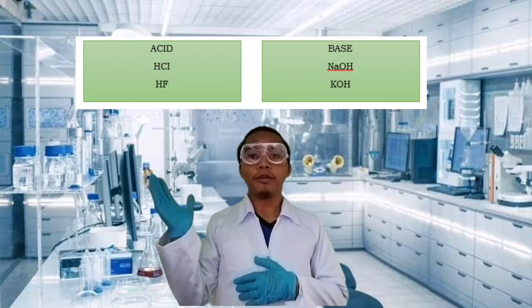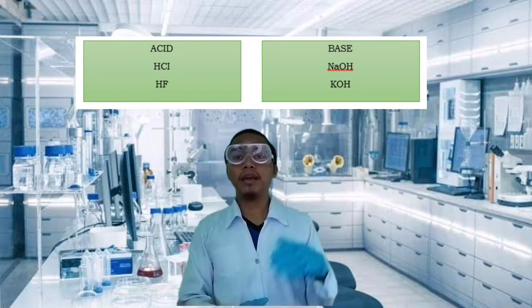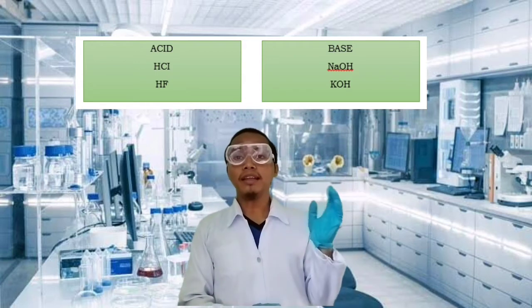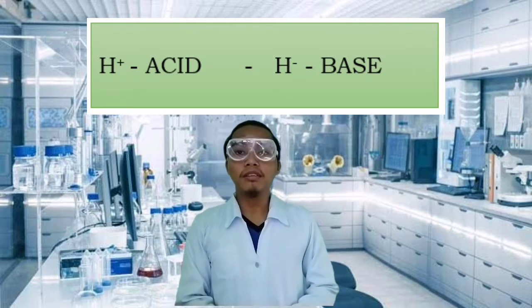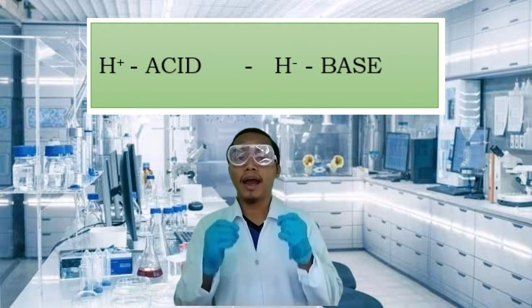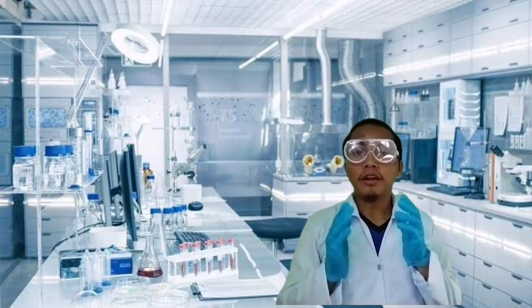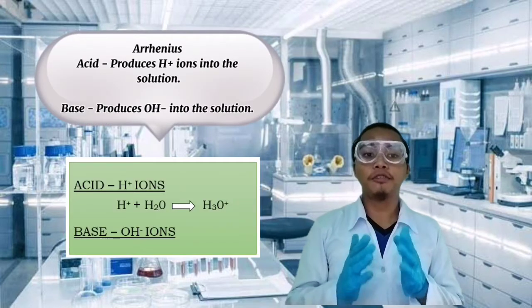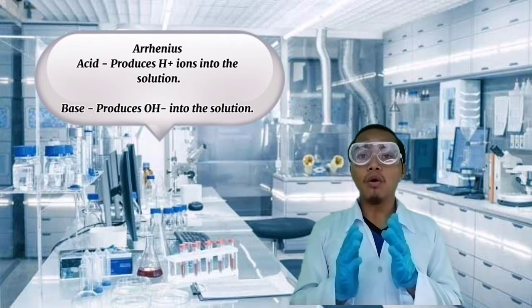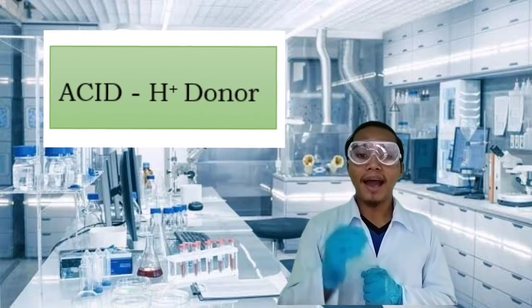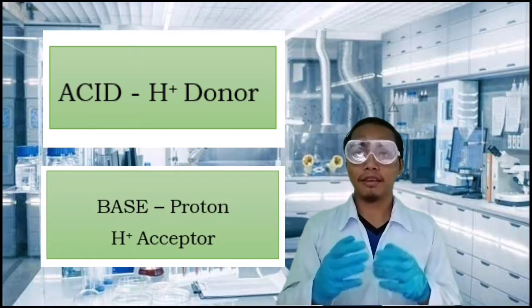So we have these examples of acids and bases. For acids we have HCl and HF, and for bases we have NaOH and KOH. Whenever a hydrogen has a positive charge, it means it is an acid. And whenever a hydrogen has a negative charge, it means it is a base. In Arrhenius' definition, acids produce H+ ions in the solution, while bases produce OH- in the solution. So an acid is the H+ donor, while a base is the proton acceptor.